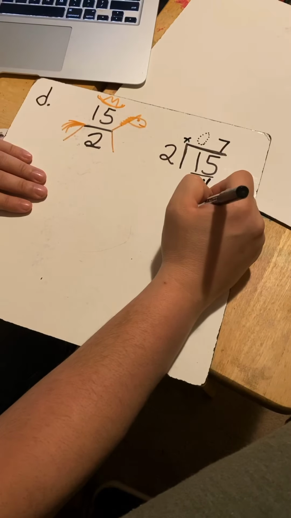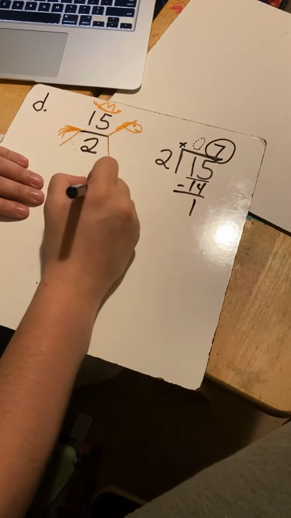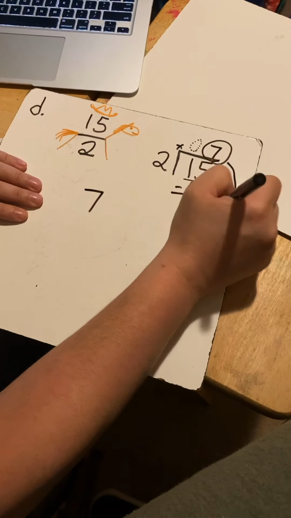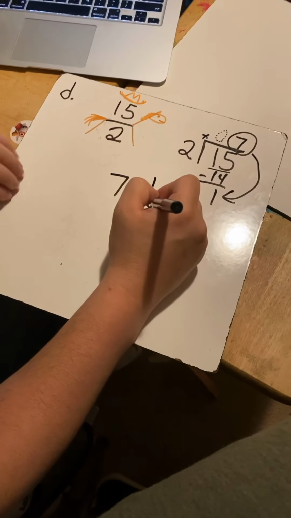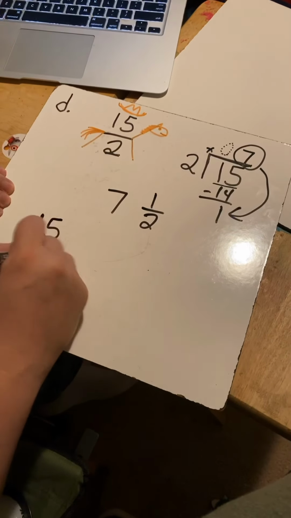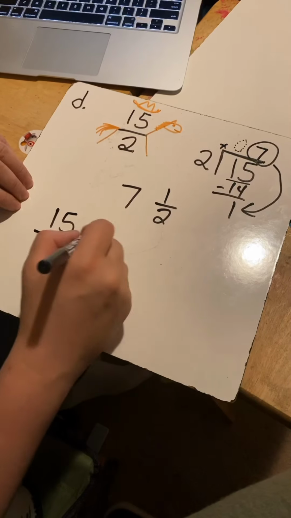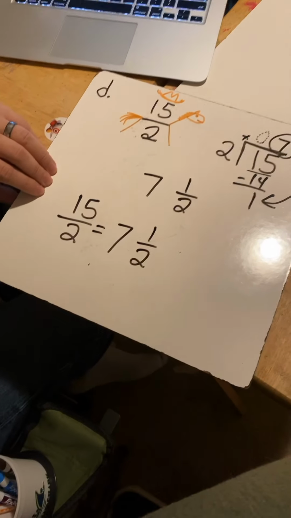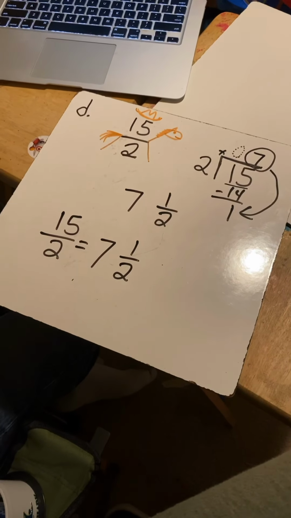And guess what we've got here? This is my whole number. This 1, it goes all the way around the world here. This 1 is my numerator. The 2 is my denominator. And guess what? 15 halves, when converted from an improper fraction to a mixed number, is the same thing as 7 1/2. There's our cowboy way right there. That is D right there.